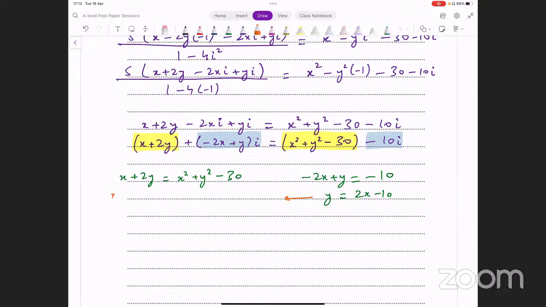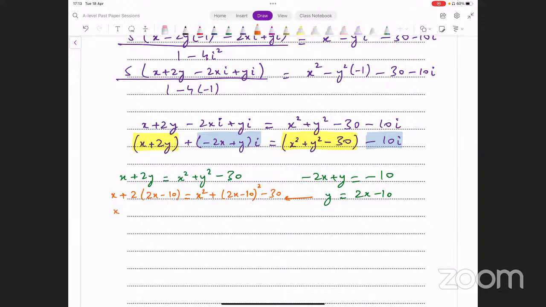So we have (x + 2)(2x − 10) = x² + y². What is y²? y² is (2x − 10) whole squared, and we have minus 30. So this is an equation that's only in terms of x now. We can solve this equation and find the value of x that we get from this.